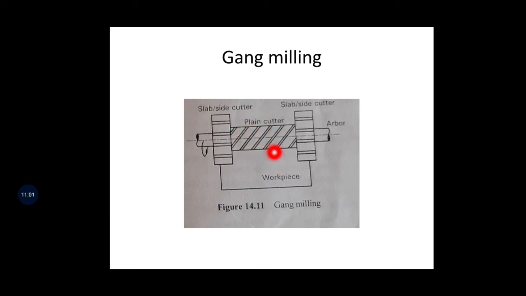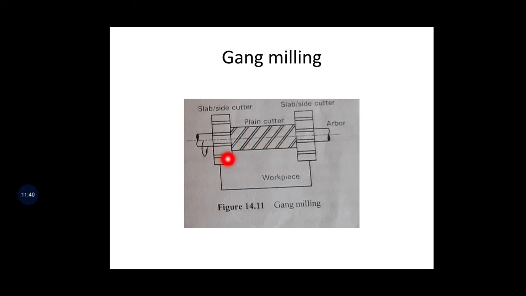Gang milling is a machining process in which two or more cutters are mounted on the same arbor so that different profiles required on the workpiece can be machined simultaneously in a single pass. All the cutters used may be of the same type or different types depending upon the type of surface being machined. This is a side cutter, this is also a side cutter, and this is a plane cutter. The side cutter and slab cutter are the same.